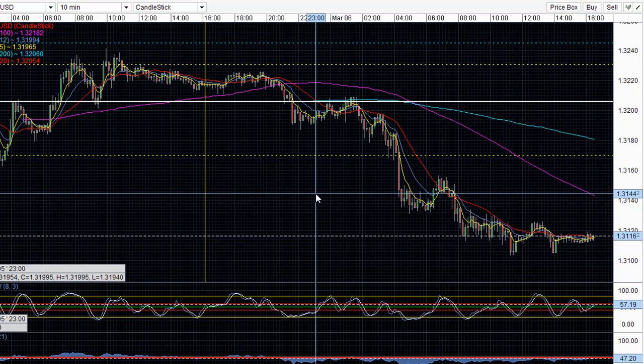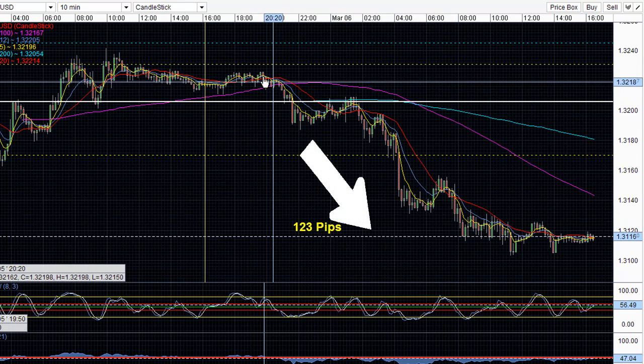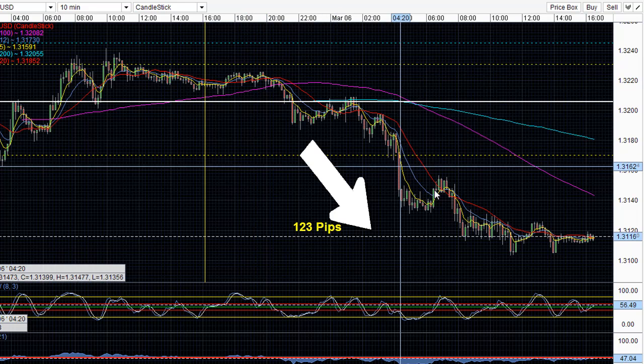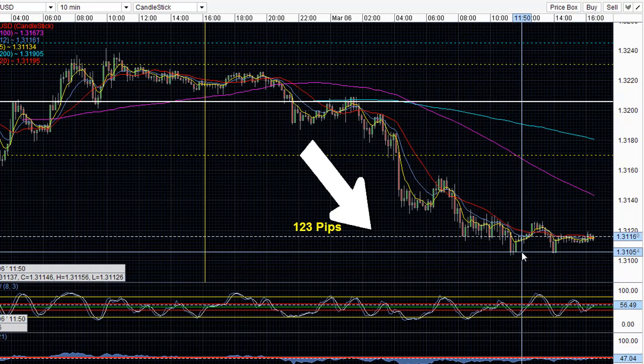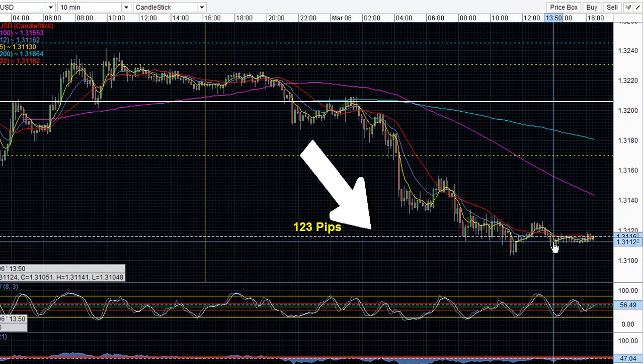So on today, we saw the Euro US dollar pair slide 123 pips from the session high up here at 32.26 down towards psychological support at 3100. And right now the market is consolidating ahead of the Asian Open.